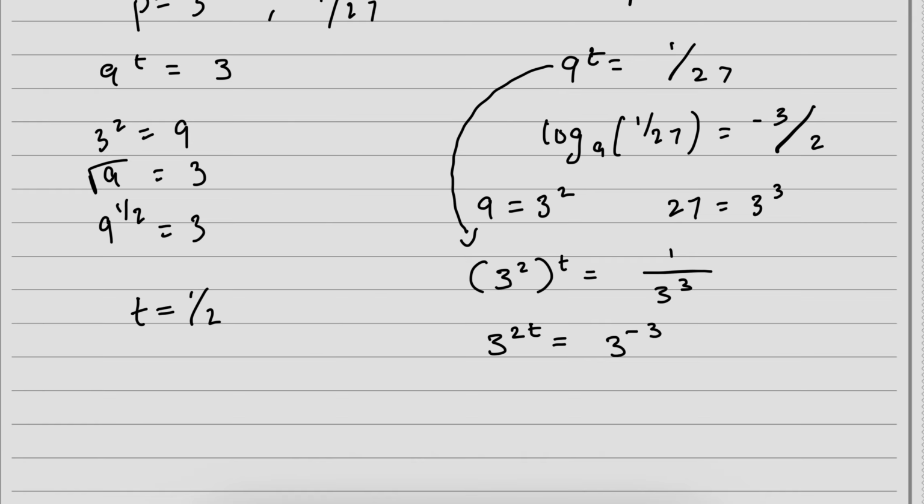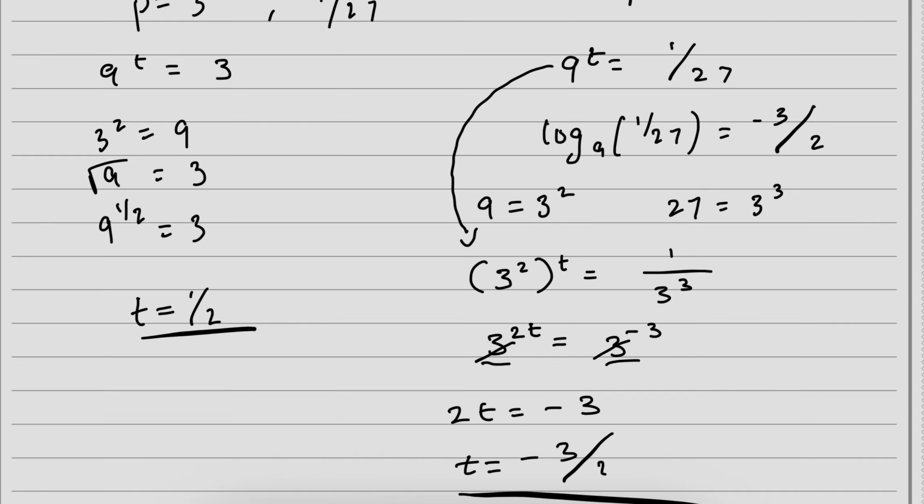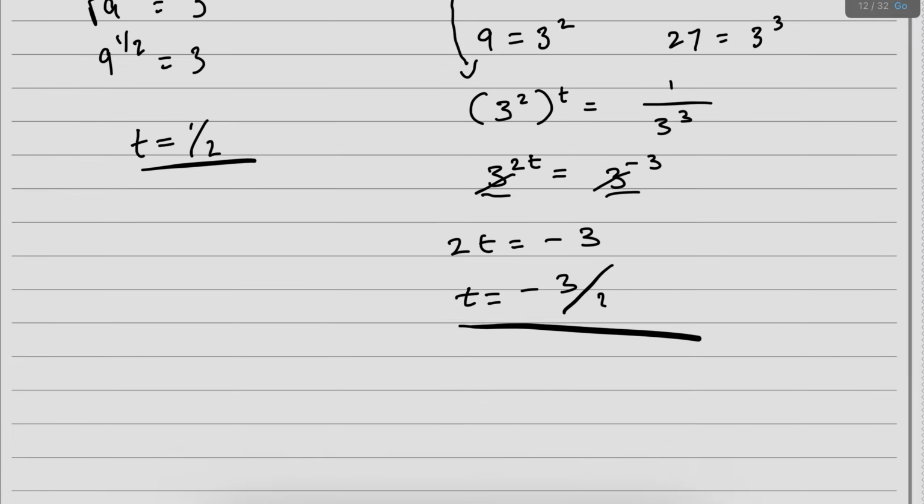Now, because the base is the same and math is quite simple at this point, we can just cancel out the base. So we know that 2t is equal to minus 3. And it's just algebra at that point, so t is equal to minus 3 over 2. Perfect. Those are your final answers. If you want to make it simpler, you could just write it as well. Perfect. Solved.